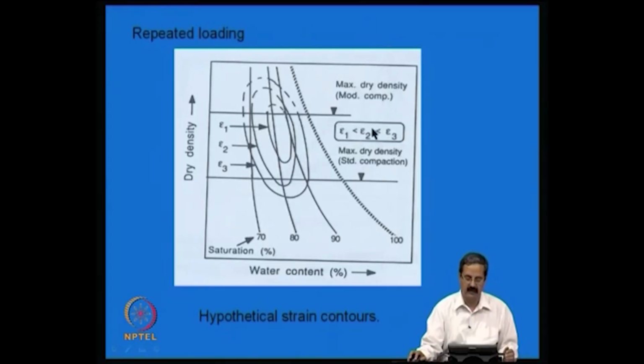If you want to understand from compaction behavior, one can see that, say for example, this is epsilon 1, the epsilon 1 is least in this region, which is close to gamma d max and OMC region, which means that if you do good compaction, the strains are going to be very less, and we should take advantage of this in the case of pavement design.